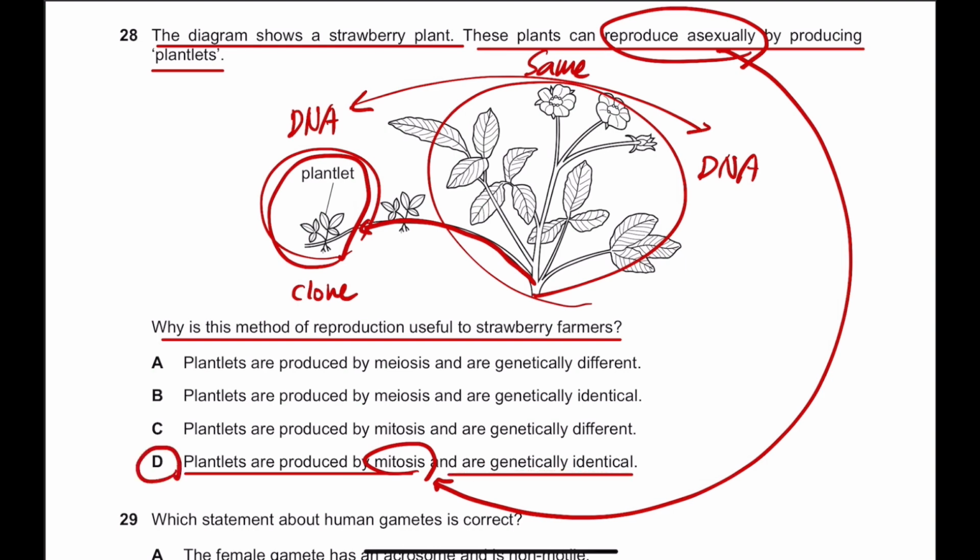So which means if these strawberry plants are very, let's say, healthy, and they contain very good genes, then these plantlets are also healthy, and they also contain the good genes. So that's going to be useful for strawberry farmers. So the answer for this one is D.